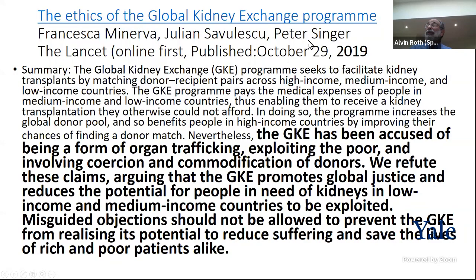And it says, you know, the GKE has been accused of being a form of organ trafficking, exploiting the poor, involving coercion and commodification of donors. We refute these claims, and they go on. They write a very clear article. I recommend it to you.